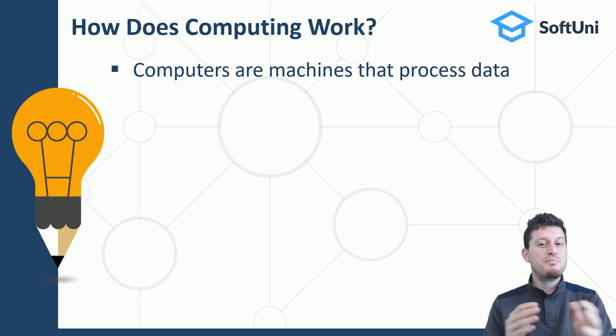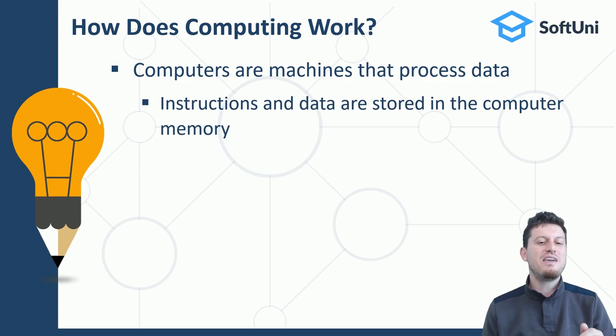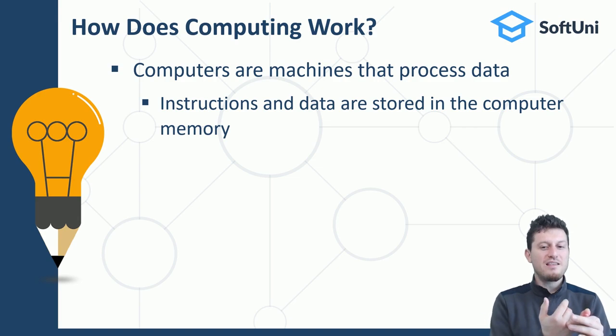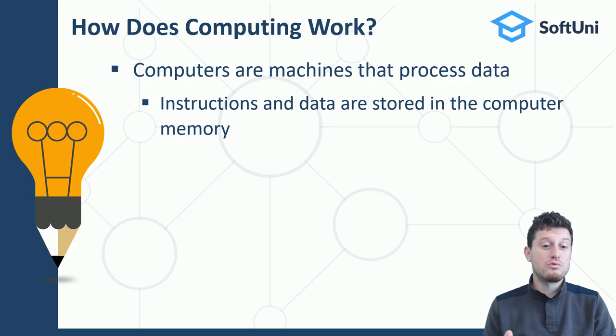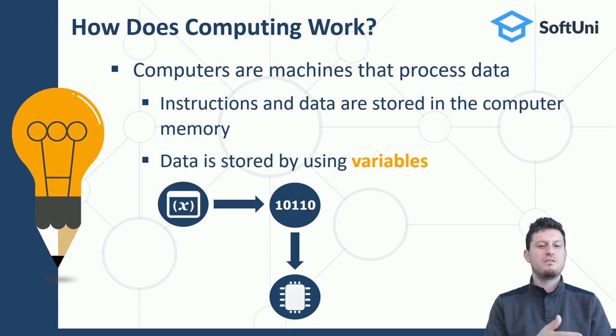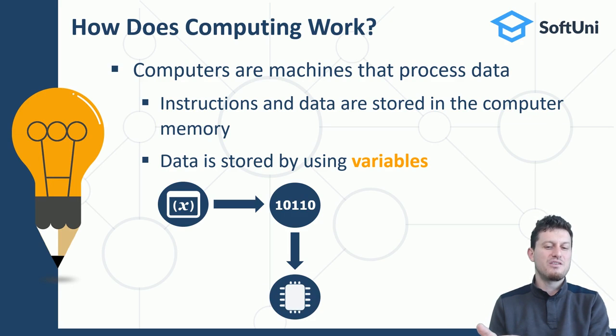So computers are computing machines. They work with data and they hold instructions and data, and both of them are stored in the computer memory. Computers have memory, and this memory holds data and holds their programs, their instructions, their commands, which they execute one by one to do their job. So data is stored in programming using variables. Variables are named locations of the computer memory holding a certain value. One variable is located at a certain place in the computer memory. Another variable is at a different place in the memory.